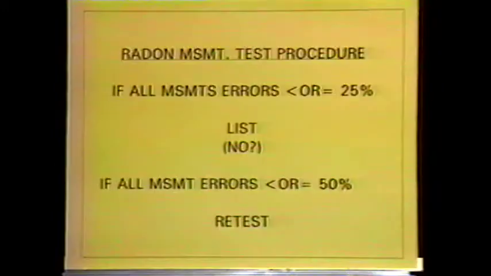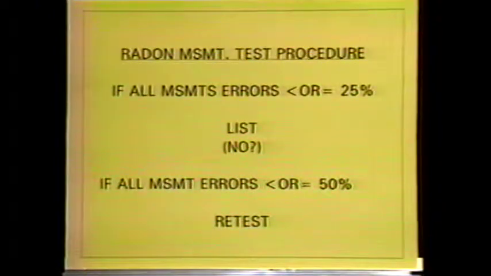Now, the way to get through the RMP program, again, if you're a primary, and we need to be familiar with this, is remember you're sending in, let's say we're doing it with charcoal cans again, you're sending 4 of them in. And the requirement is this, that you must be within 25% of the correct result in all 4 measurements. If all measurement errors are less than or equal to 25%, you will be listed.